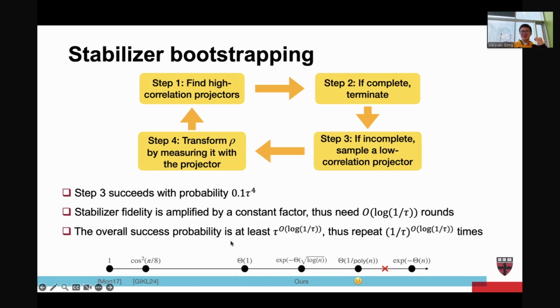And the overall success probability will be tau to the log 1/tau scaling for one run. And we repeat this many times, and this will yield the correct answer. We can boost the stabilizer fidelity to 1 with high probability. So that's how this 1/tau to the log 1/tau scaling comes from.